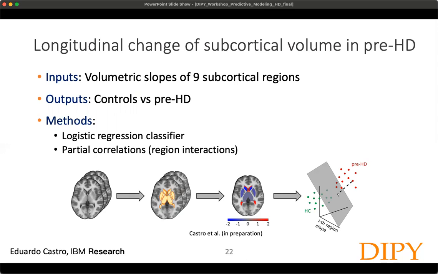And once this rate of change is known, we can plug these values into a classifier and see if we can detect changes in subcortical structures that are characteristic of either pre-manifest HD or healthy control. So we are actually characterizing differential trajectories between healthy controls and pre-manifest HD individuals. The classifier of choice was logistic regression, again. And in order to look at region interactions, we used partial correlations.